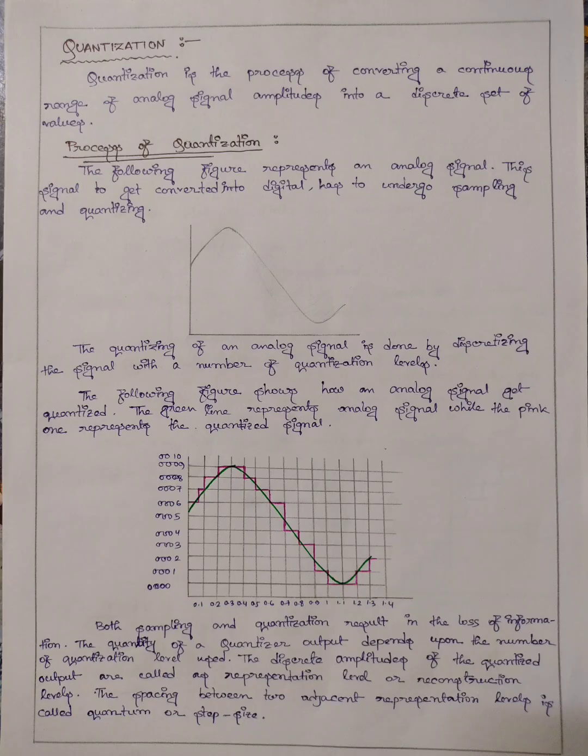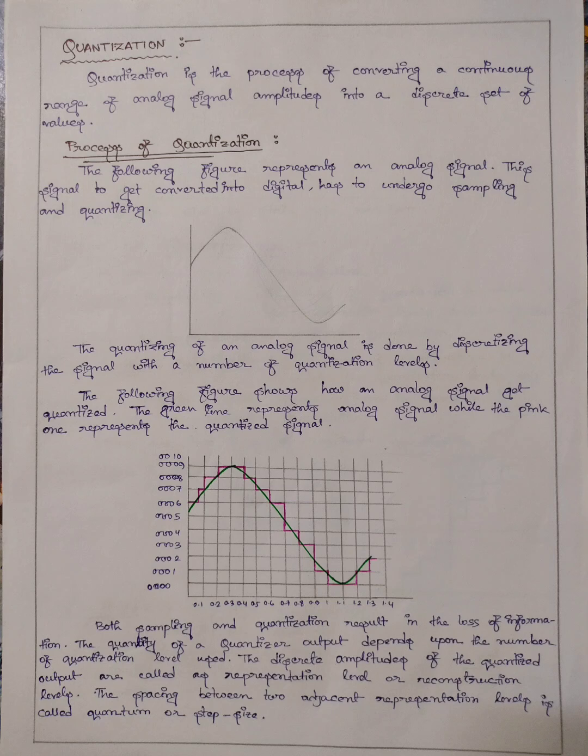Next topic is quantization. Quantization is the process of converting a continuous range of analog signal amplitude into a discrete set of values. Process of quantization: the following figure represents an analog signal. This signal, to get converted into digital, has to undergo sampling and quantizing. The quantizing of an analog signal is done by discretizing the signal with a number of quantization levels. The following figure shows how an analog signal gets quantized. The green line represents the analog signal while the pink one represents the quantized signal.